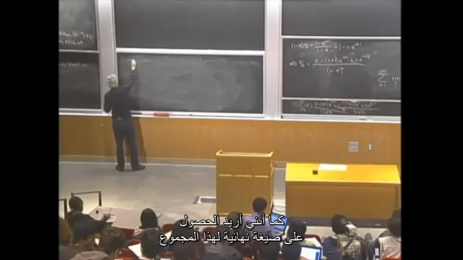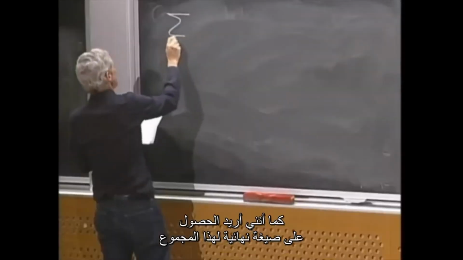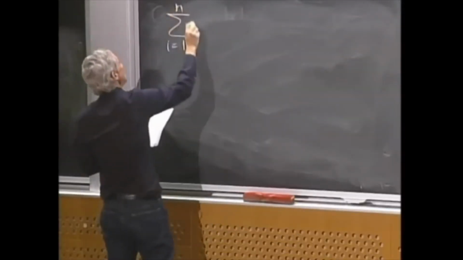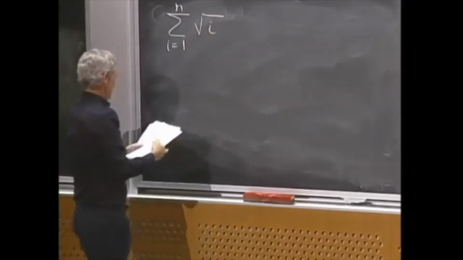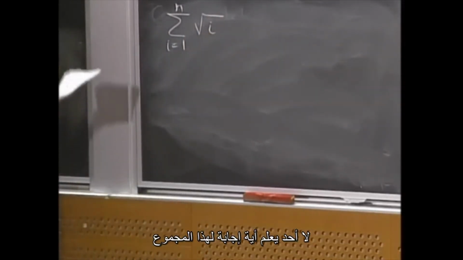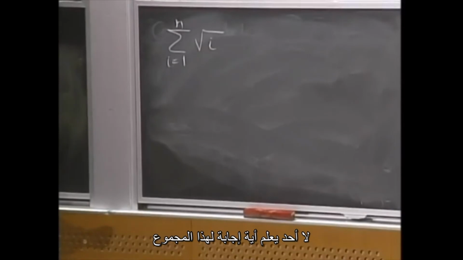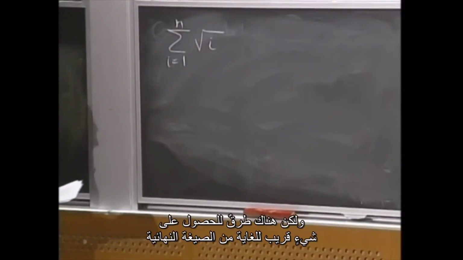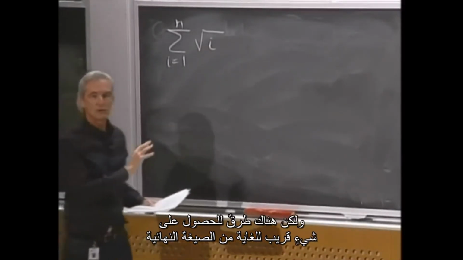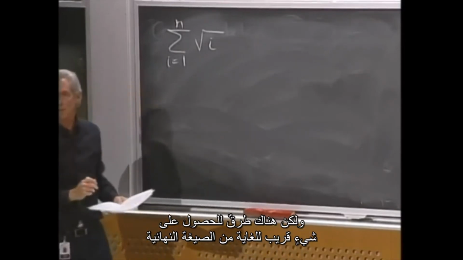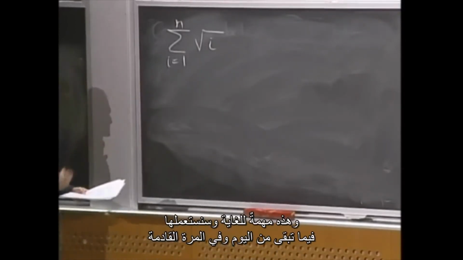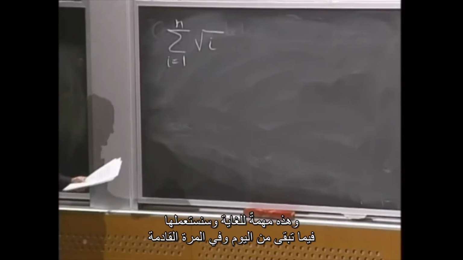So say I want a closed form for this guy. You know, nobody knows an answer for that. But there are ways of getting very good close bounds on it that are closed form. And these are very important. We're going to use this the rest of today and the rest of next time.